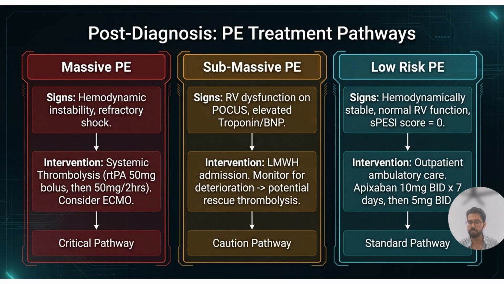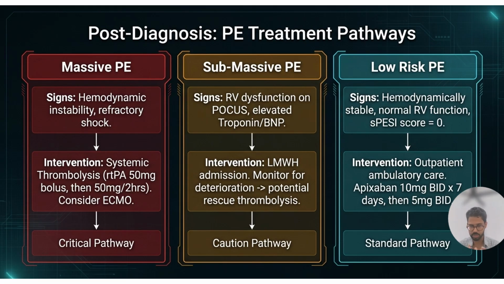We have now the mid, which is kind of like a submassive PE, so it's a significant PE, but it's not a massive PE. Here on POCUS, we're going to see RV dysfunction, so right ventricular dysfunction. We're going to have elevated troponin, elevated BNP. Here, what we want to do is admit the patient. We want to put them on low molecular weight heparin, so like Lovenox, and we want to monitor them for deterioration. If they deteriorate clinically, we may need to do what's known as rescue thrombolysis, providing them those systemic thrombolytic agents like RTPA.